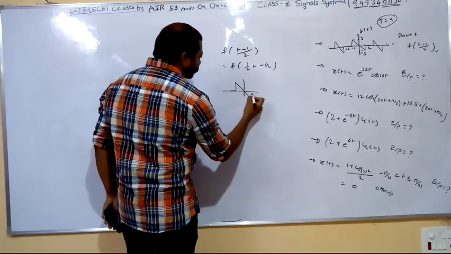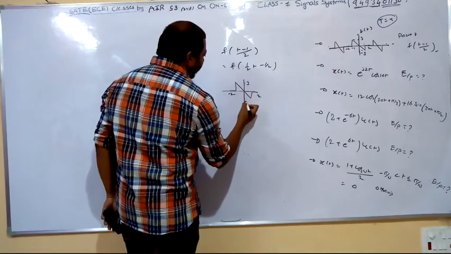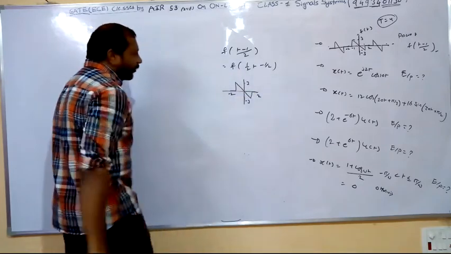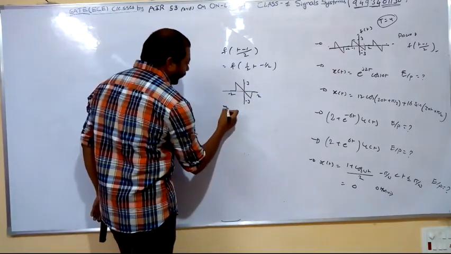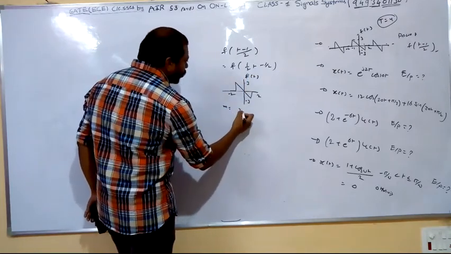Total power of the signal is equal to power over one period only. So I am considering this one period information here. The amplitude is equal to 3 here and the amplitude is equal to minus 3 here. What is the expression for this? First of all, you have to calculate the power of the signal.